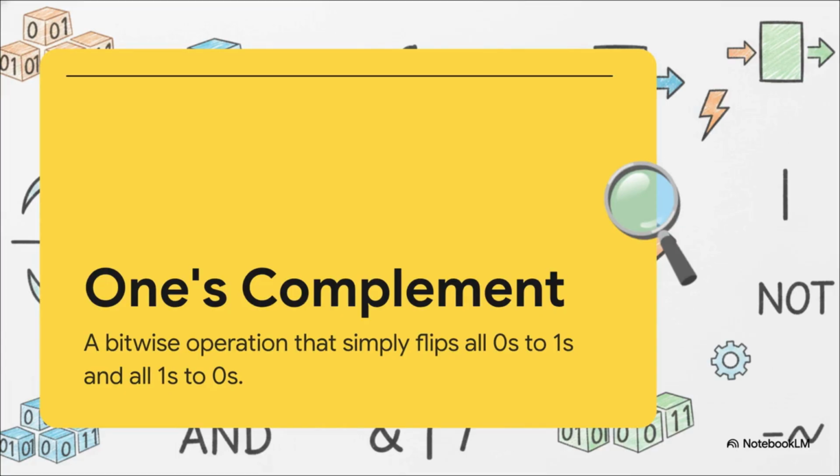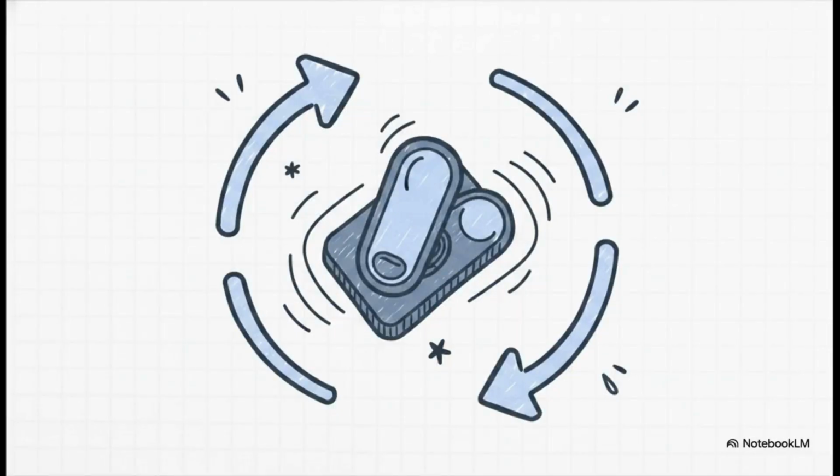The bitwise NOT operator, represented by the tilde symbol, performs what's called a ones complement. It doesn't compare a single thing. It simply inverts. Every 0 becomes a 1, and every 1 becomes a 0. It is the ultimate digital flipper. Let's see it in action, shall we?